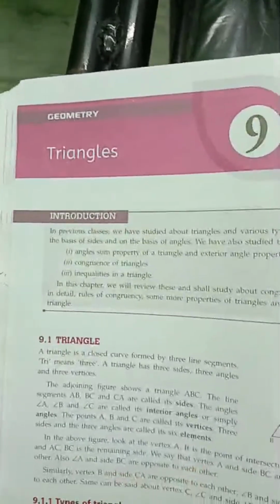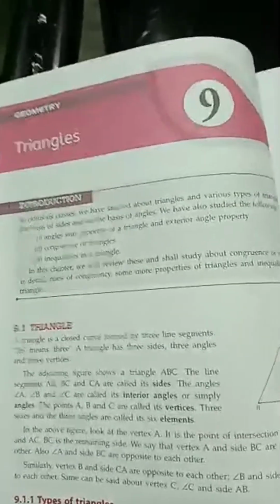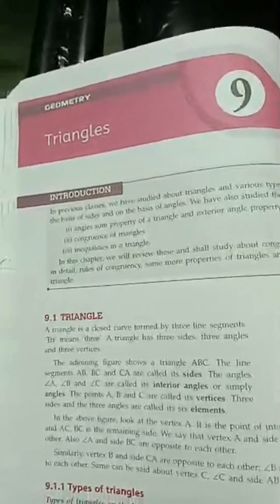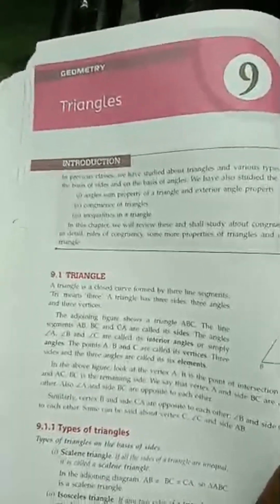Which question am I going to discuss? That is of triangles. This is of geometry, chapter 9, triangles. The subtopic is triangles. I hope triangle is clear to everyone. What is a triangle? How many sides are there in a triangle? How many types of triangles are there? A triangle is a closed figure which has three sides and three angles.